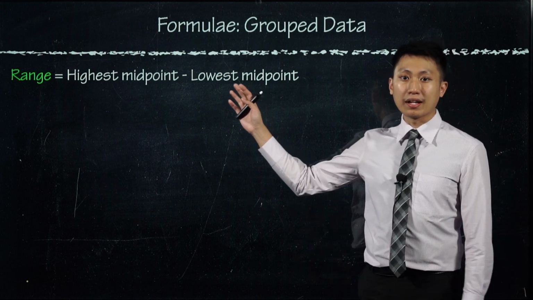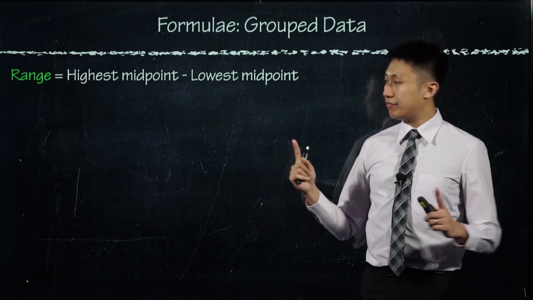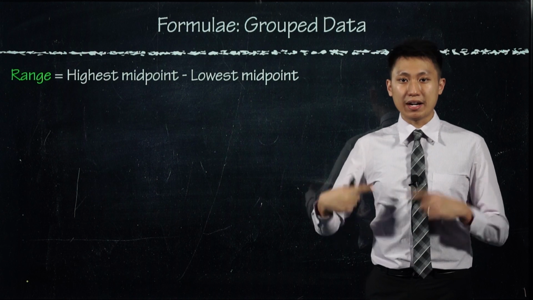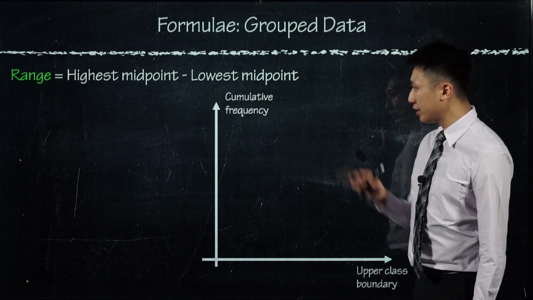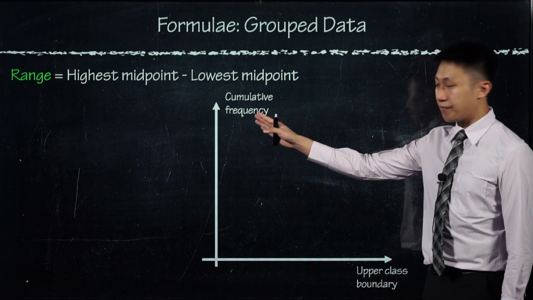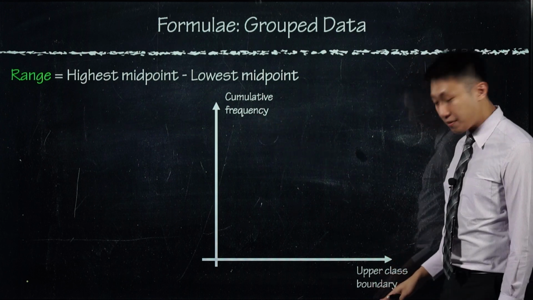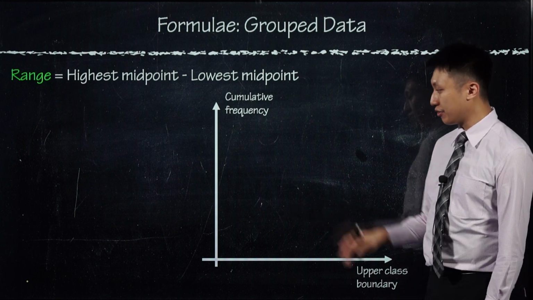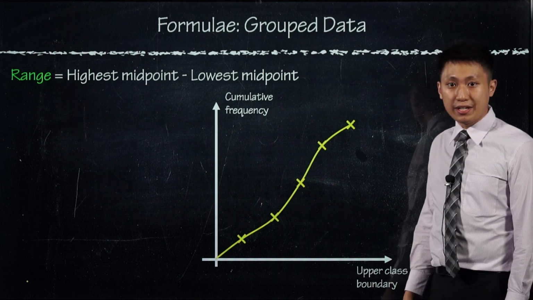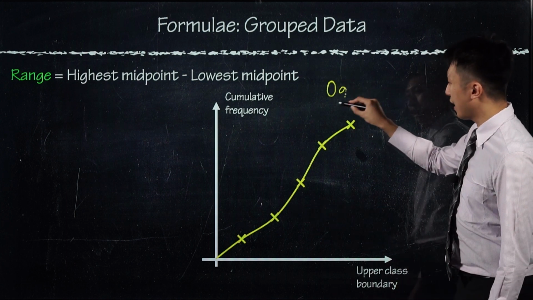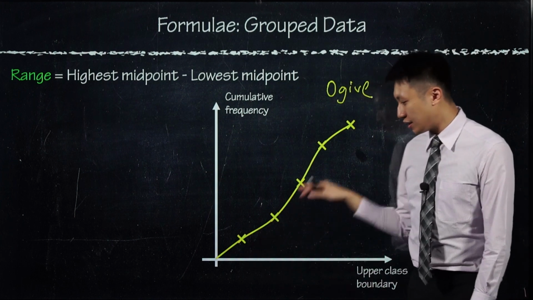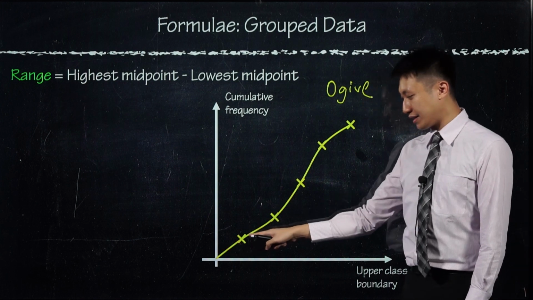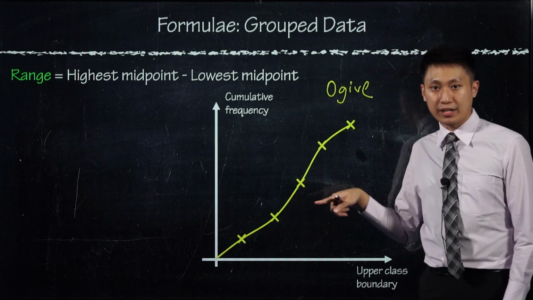So what is midpoint? Midpoint is the sum of the class boundaries divided by 2, so the middle point. Now we have a cumulative frequency value against upper class boundary. Then you draw an ogive. Still remember this? O-G-I-V-E, ogive. We draw a smooth curve, not a straight line, so that you don't have a sharp angle.